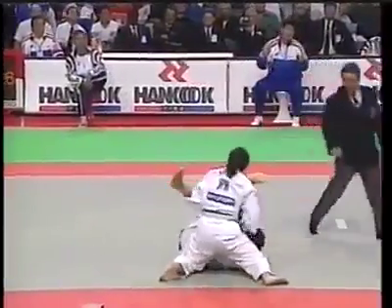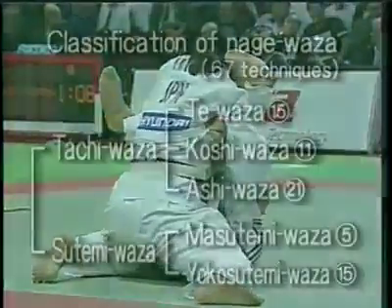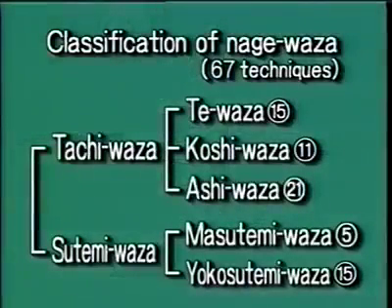Nage Waza or throwing techniques can be divided into Tachi Waza, standing techniques, and Sutemi Waza, sacrificing techniques. There are 67 techniques in all, and they're classified as shown here. Let's look at the basics of each technique and how it's applied, focusing on the differences between techniques that may appear similar with examples from actual competitions.